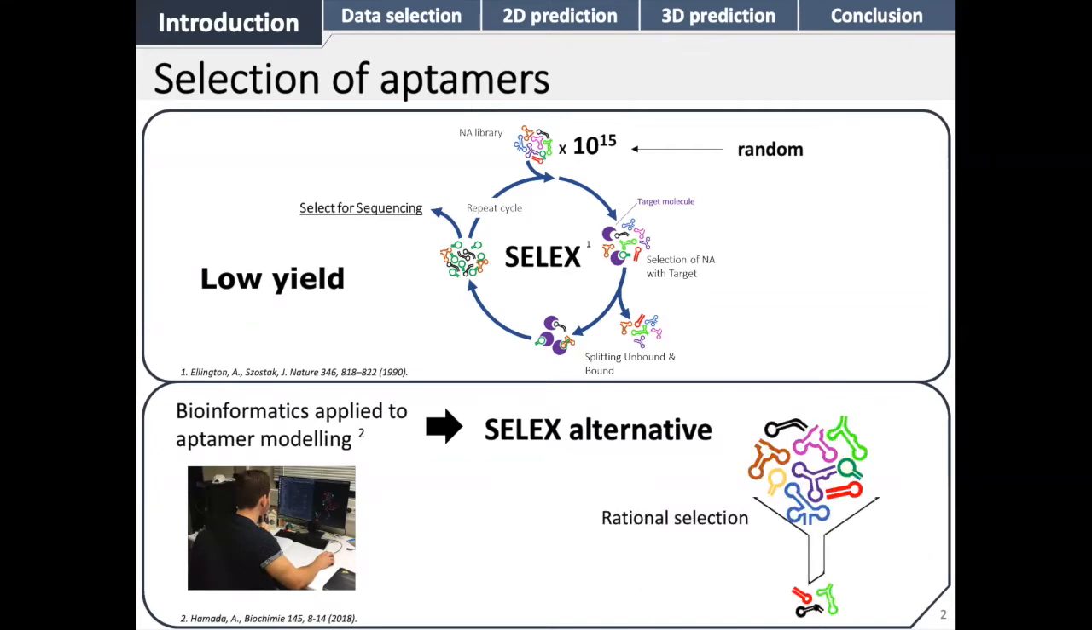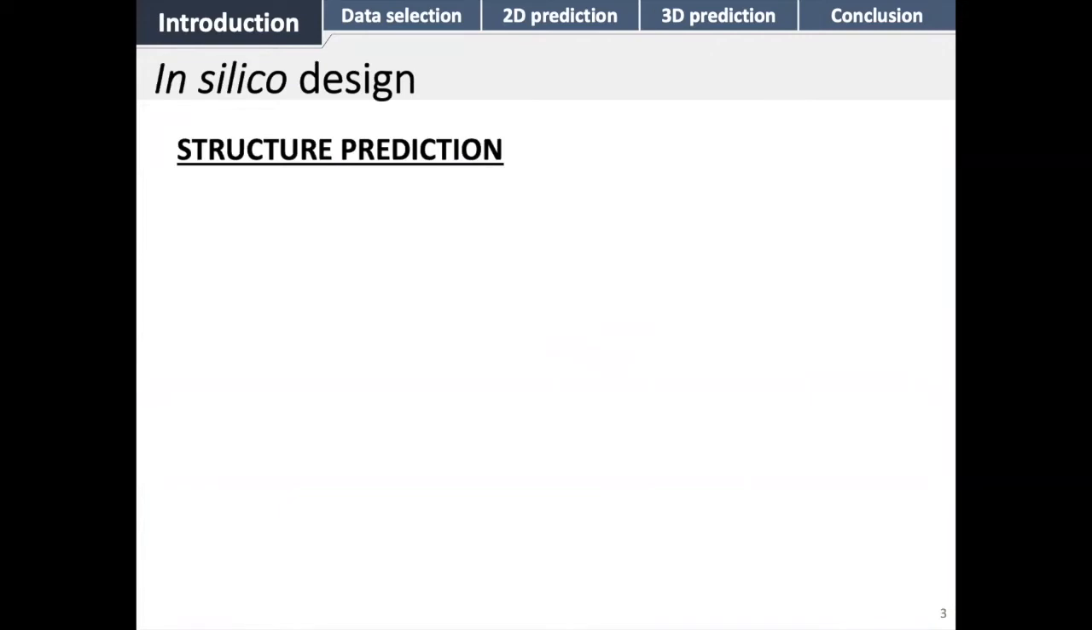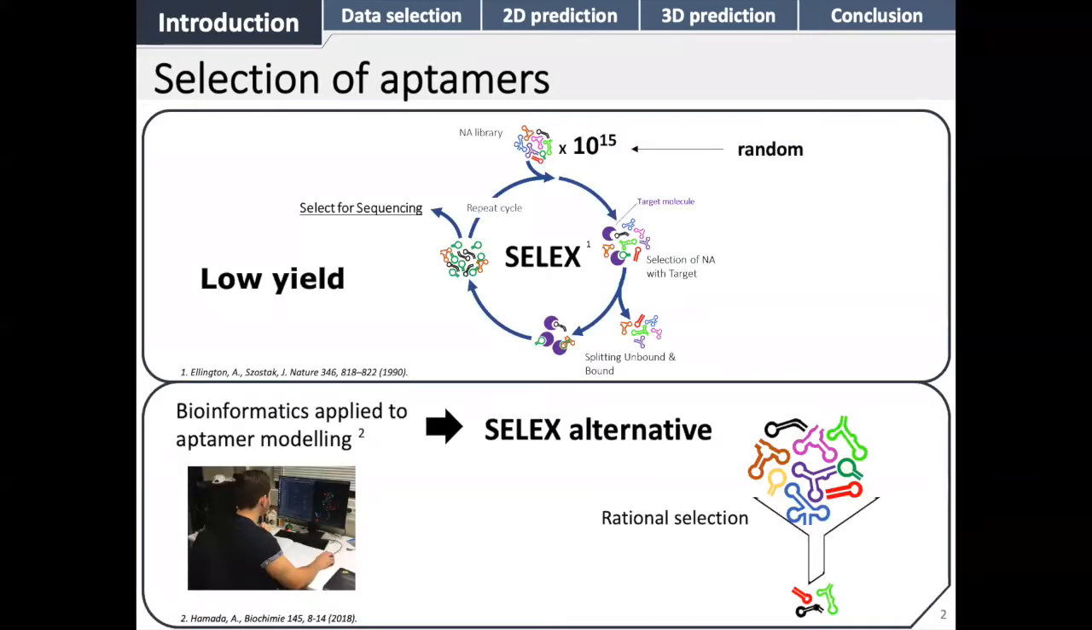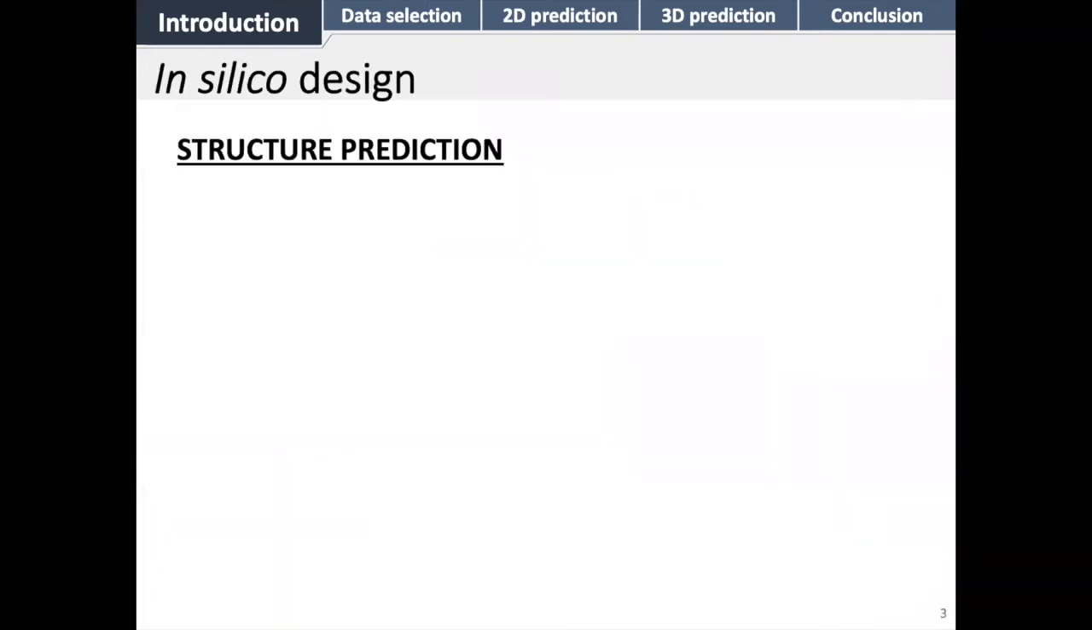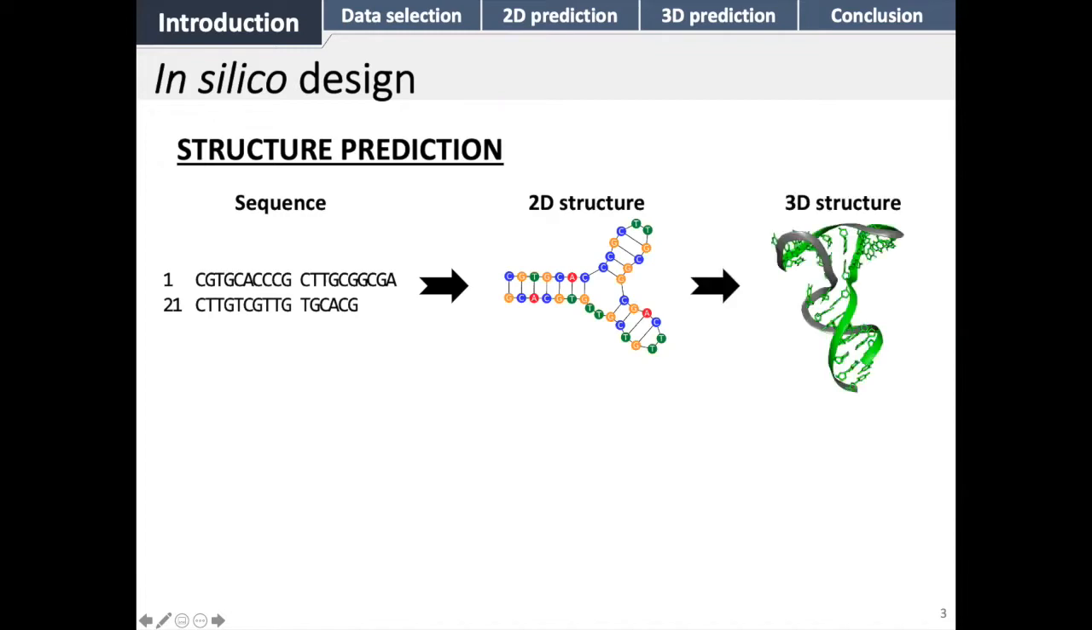It will allow us to rationalize the selections from the SELEX process. So to in silico design aptamers, the aim is to first predict the structures. Starting from the sequence, the aim is to first predict the secondary structure in order to guide the 3D structure prediction just after.